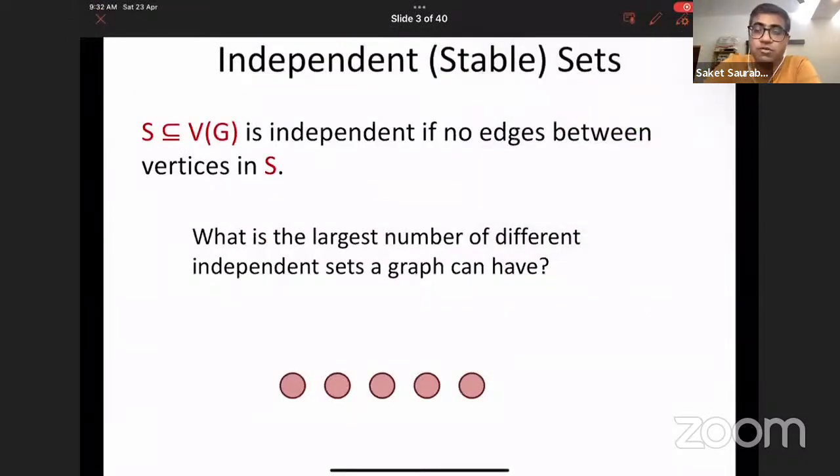Now the question I'm interested in is: what is the largest number of different independent sets a graph can have? Look at this. There are no edges on this n vertex graph. How many independent sets can it have? 2 to the power n, right? All subsets of this are independent sets because there are no edges.